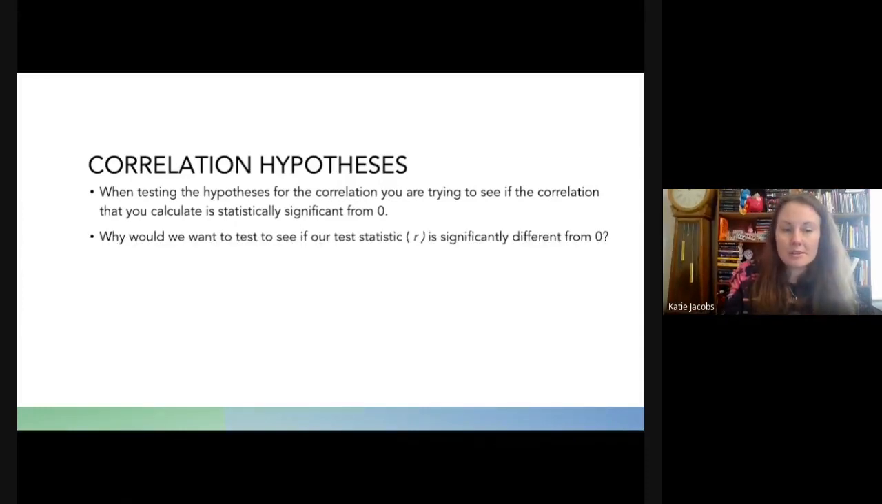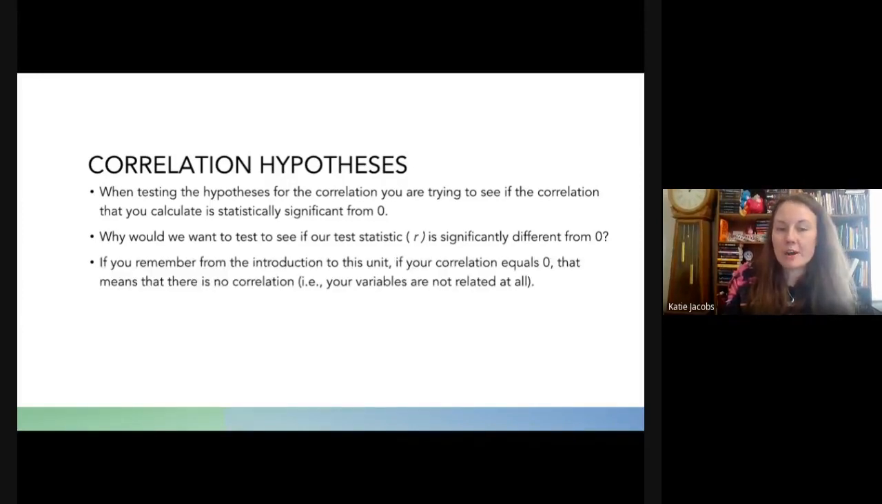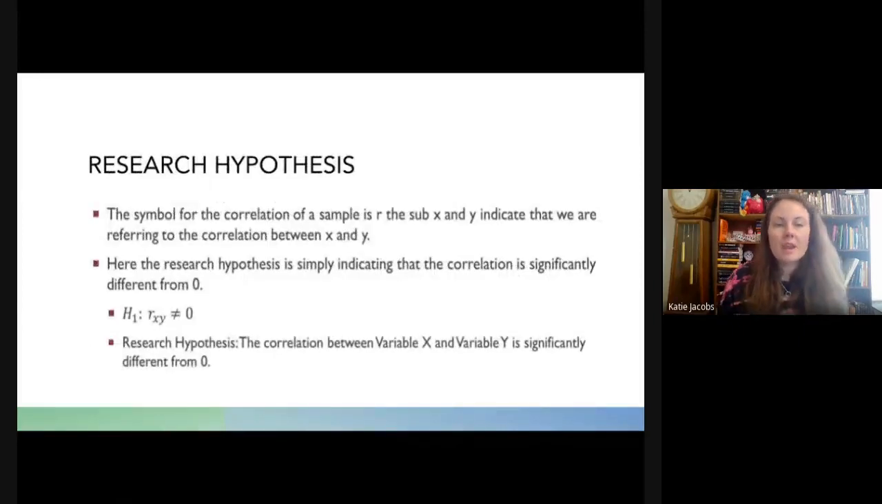So again, why would we want to test to see if our test statistic is significantly different from 0? Because if our correlation equals 0, then it means there's no correlation. Our variables are not related at all. And we went through that a little bit earlier. So this is what our research hypotheses look like. The symbol for the correlation of a sample is r, a lowercase italicized r. Go ahead and put that on your handy dandy symbol sheet if you didn't do it earlier when I first introduced it to you.